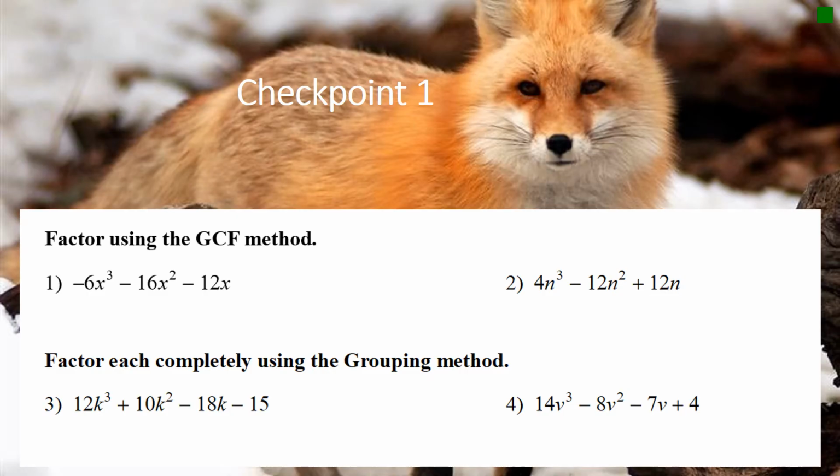So you're going to use the GCF method. You're going to use the grouping method. Don't forget to double, triple, check, check at the end. Look at him. He's giving you this fox eye. Double, triple, check, check. This is Fred. Fred the fox.